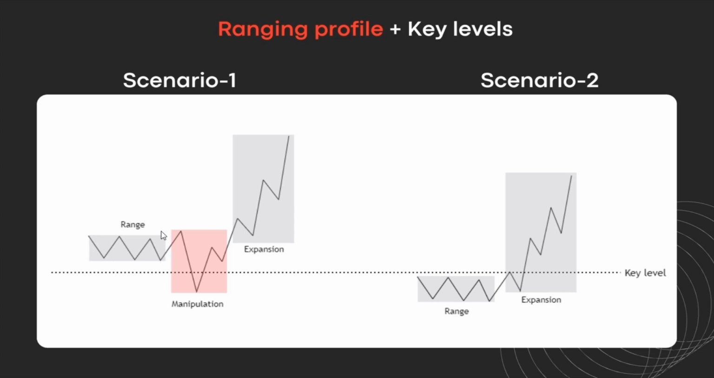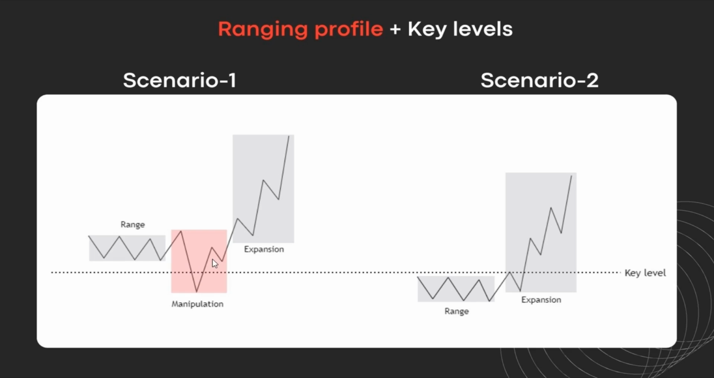Now the first scenario is when price forms a range above a key level, and you can see right here that the ranging profile has ended without any key level tested, and that key level isn't tested in the ranging profile, right? So in that case, what are we going to expect? We're going to expect a manipulation profile to form, and that manipulation profile will test that key level.